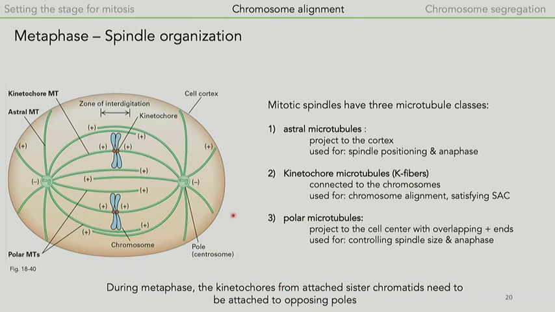Okay. So during this process of chromosome alignment in metaphase, the key thing is that kinetochores on these sister chromatids need to be attached to opposing spindle poles, because ultimately you're going to want to pull them in opposite directions, right? So the key thing that the cell is trying to do is make sure that the kinetochores are attached to microtubules from opposing sides of the cell.